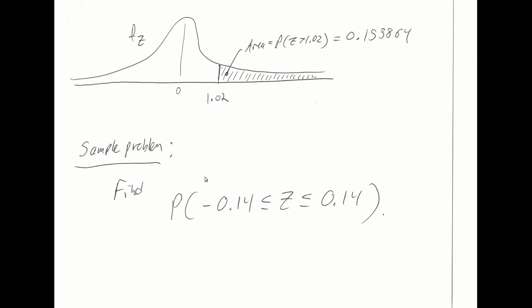Alright, so let's give you folks a sample problem. I would like for you to find the probability that z falls between -0.14 and +0.14. So pause the video, you can feel free to look back at examples, and we will talk about this in a moment.